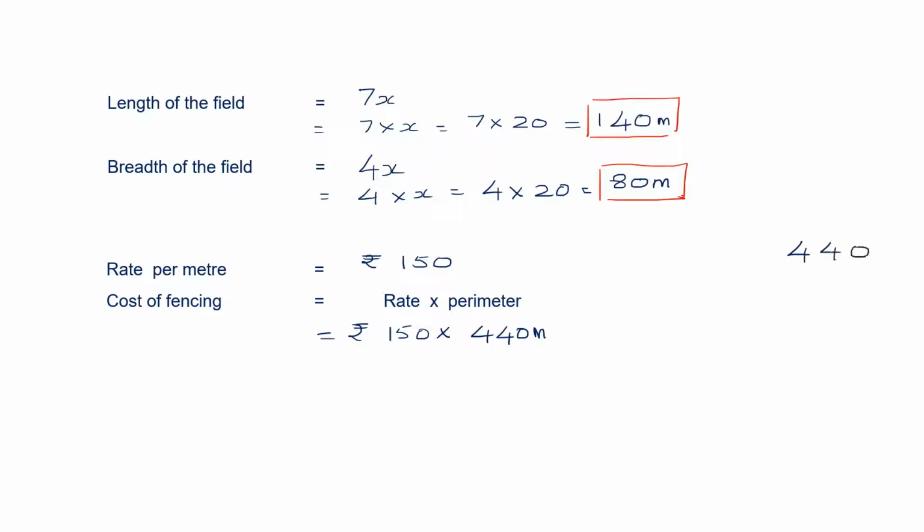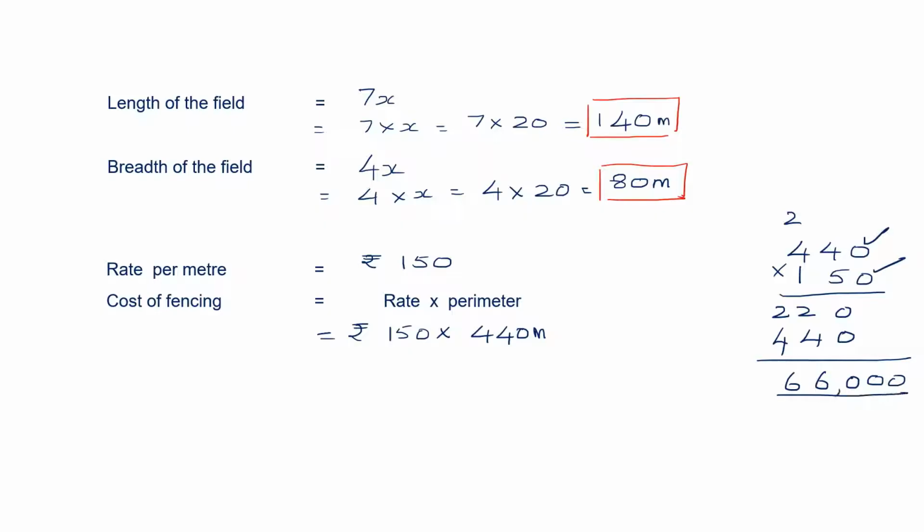So 440 into 150. Let's ignore the zeros for the time being and multiply. 5 fours are 20, carry 2. Again 5 fours are 20 plus 2, 22. Second step, 1 fours are 4 and again 1 fours are 4. Now 0, 2 plus 4 is 6, 2 plus 4 is 6. Here we have two zeros, so we're going to add those two zeros. So what do we get? We get 66,000. So the final answer to the question which says find the cost of fencing, the cost of fencing is 66,000 rupees.